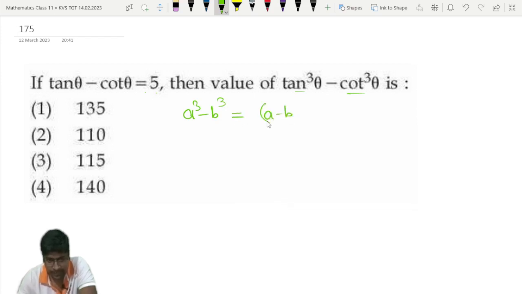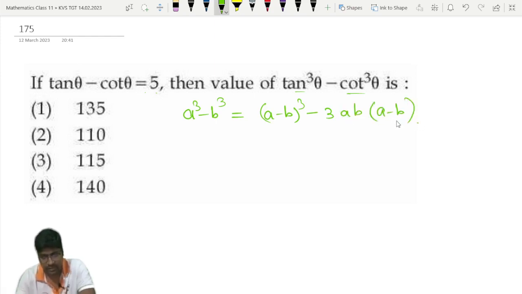A minus b whole cube plus, not plus, I will take here minus, minus 3ab into a minus b. Is it correct, or have I written something wrong?